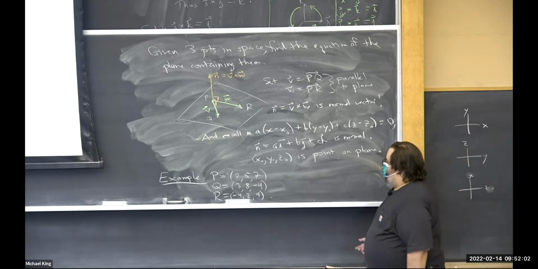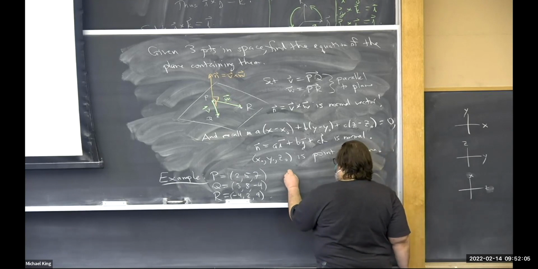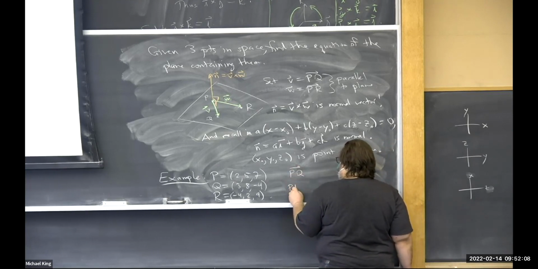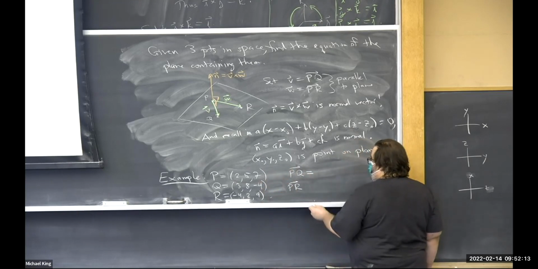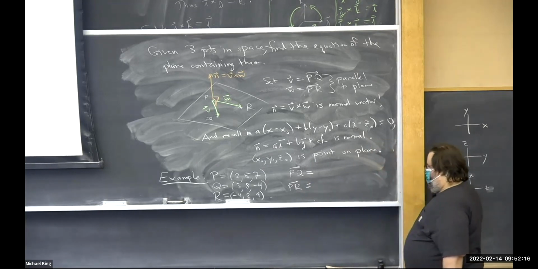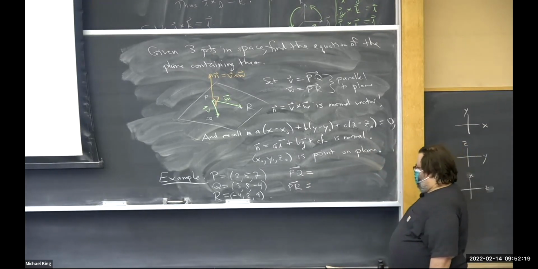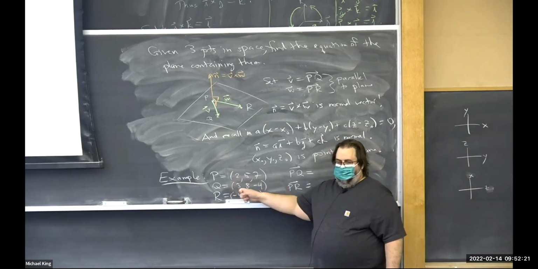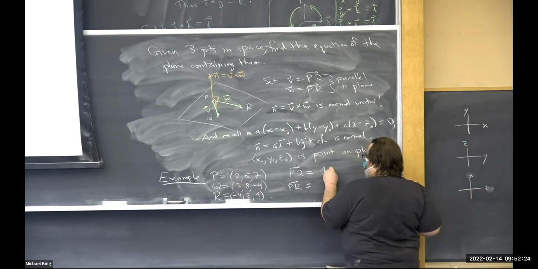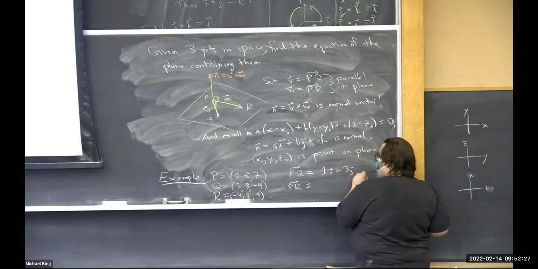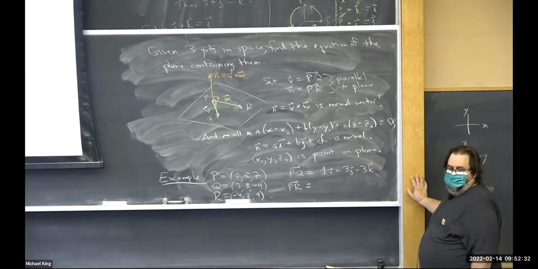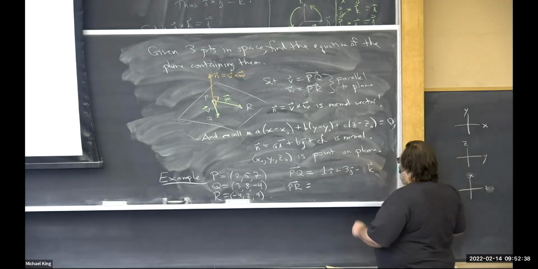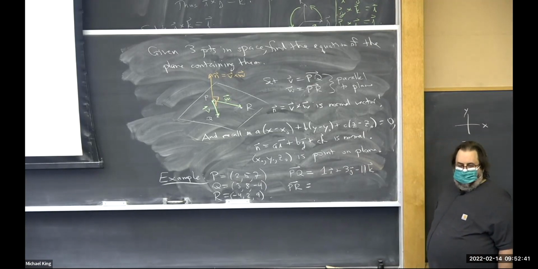So let's just do PQ and PR. We could do any two of them. We could do QR or something. So what is P to Q? To go from P to Q, you have to add 1, 3 minus 2. So that's 1I plus 3J minus 3K. Is that right? Did I do that right? No, I didn't do that right at all. 7 to minus 4 is minus 11, right? Minus 4 minus 7.